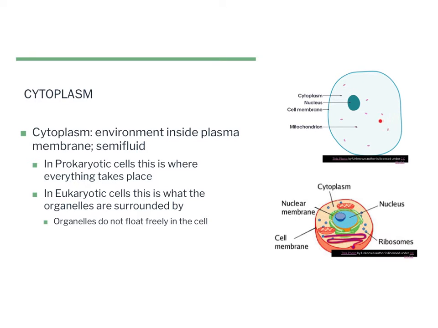Okay, so here's our prokaryotic cell. Just this lightly blue shaded area, all of this is the cytoplasm. In eukaryotic cells, cells perform these processes within their own organelles. But those organelles do not float freely in the cell. Instead, they're going to be found and bound to the cytoplasm. So in the eukaryotic cell, all this light orange, this is the cytoplasm.